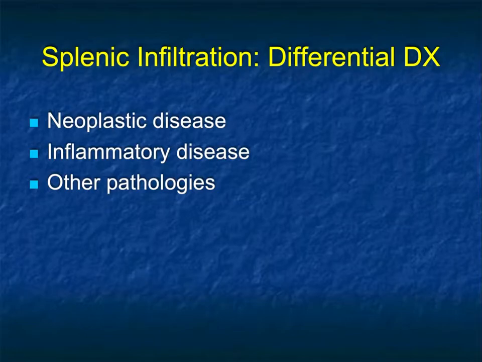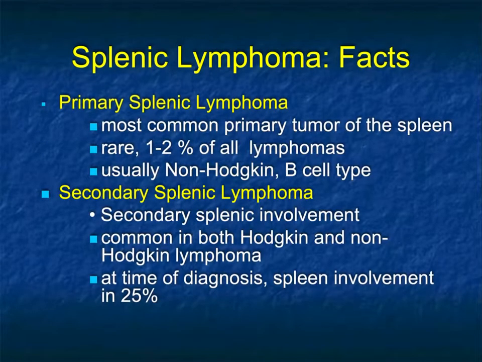We also talk about the splenic involvement with a range of neoplastic processes, inflammatory processes, and additional pathologies where it's best defined as infiltration rather than focal lesions. When you think about infiltration, the one that always comes up first to me is going to be lymphoma. It's the most common primary tumor of the spleen, but it's rare, usually non-Hodgkin's B-cell type.